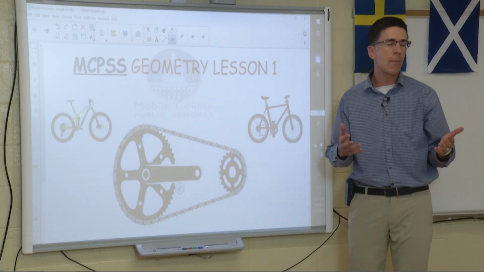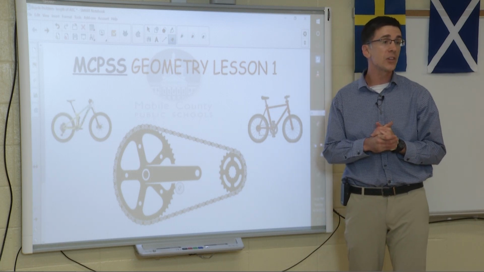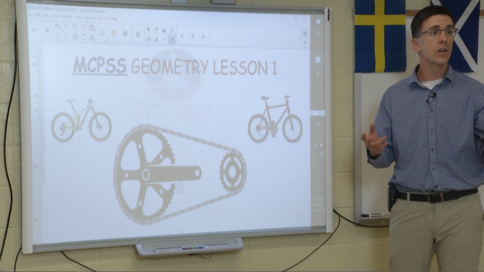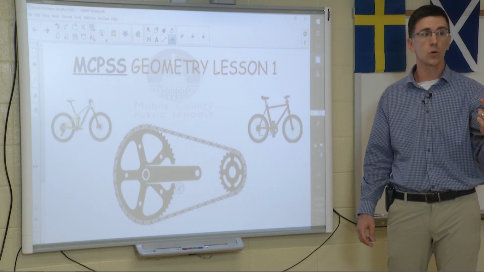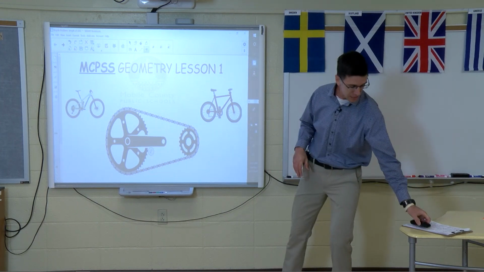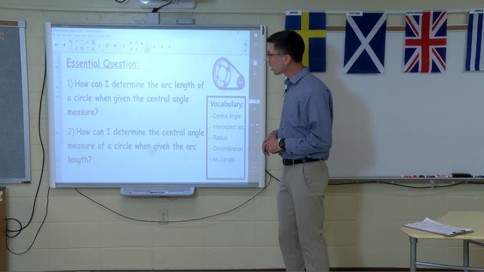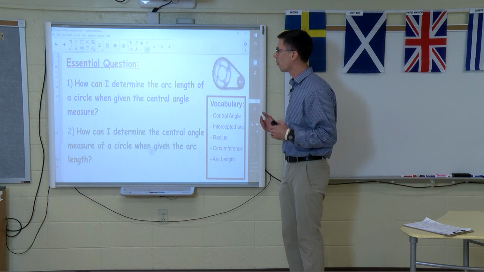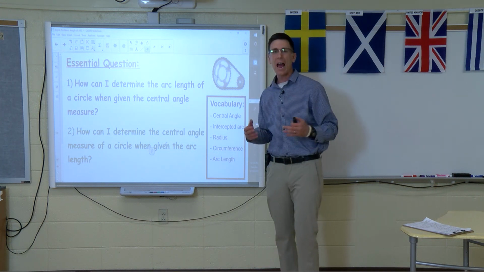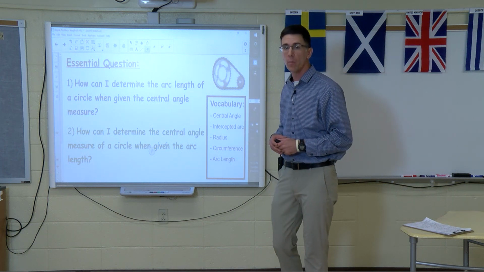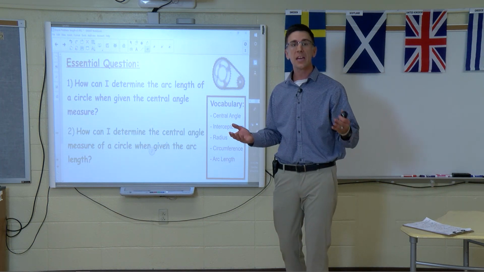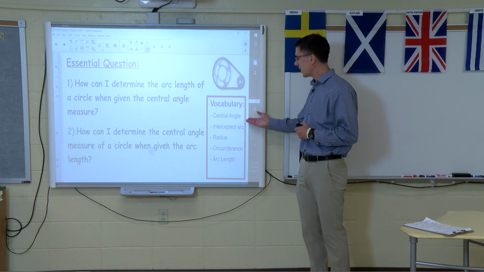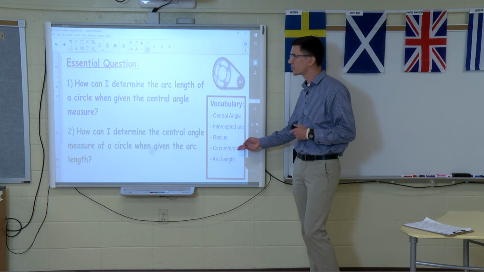So the primary concept that we're going to look at today is going to be the concept of arc length. To determine arc length, we need to know some things about what a central angle is and what the circumference of the circle is. So we're going to look at our essential questions, which give us some direction today. The two essential questions are: how can I determine the arc length given the central angle measure? And how can I determine the central angle measure given the arc length? Our key vocabulary today is central angle, intercepted arc, radius, circumference, and arc length.